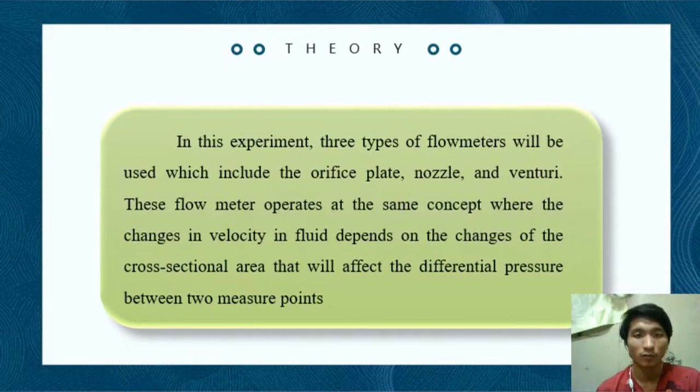Okay, now I will explain the theory. In this experiment, three types of flow meter will be used, which are orifice, nozzle, and venturi. All of these three flow meters operate on the same concept, where the change in velocity of the fluid depends on the change of the cross-sectional area that will affect the differential pressure between two measured points.